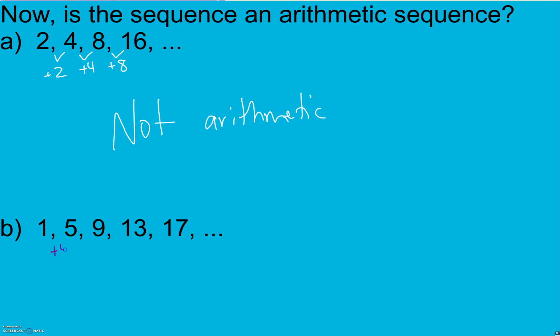1 to 5 plus 4, 5 to 9 plus 4, 9 to 13 plus 4, 13 to 17 plus 4. Everything is the same here. Okay, the amount that we added every time is the same, so that means that it is an arithmetic sequence, and we can say that our common difference is 4.